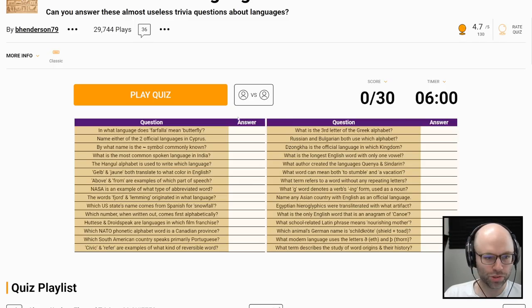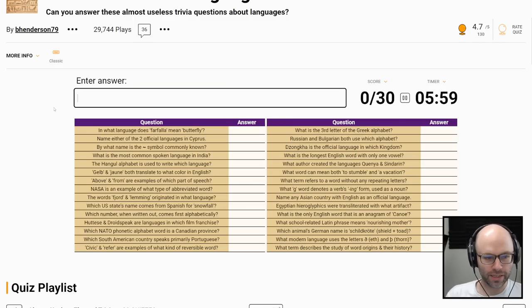What's the day where the Saints go marching in? Almost useless language trivia. We've learned a lot today. In what language does farfalla mean butterfly? That's Italian. Name the official two languages of Cyprus. Greek. By what name is Tilda known? Tilda. What is the most common language spoken in India? Hindi. We learned that like 2 weeks ago. Hangul is from Korean. Gelb and Jaune are yellow. Above and from are examples of what type of speech? Preposition.